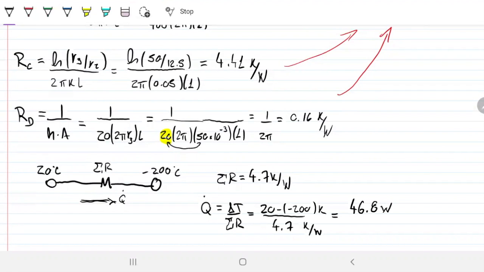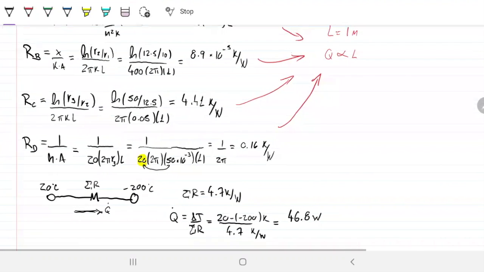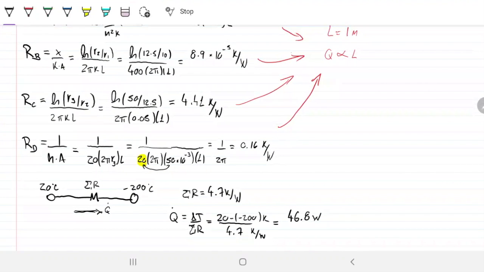Something to be aware of. We are assuming 1 meter length, right? So if we were to carry our units with us, don't forget, we would have a meter over here, and a meter over there. Then our kelvins would go away, and we would be left with watts per meter, right? So it would be watts per meter of length.